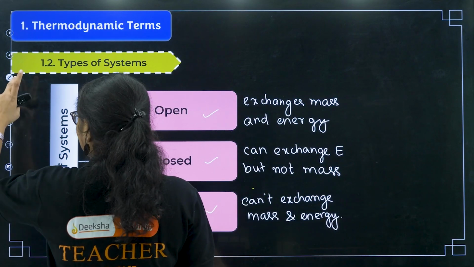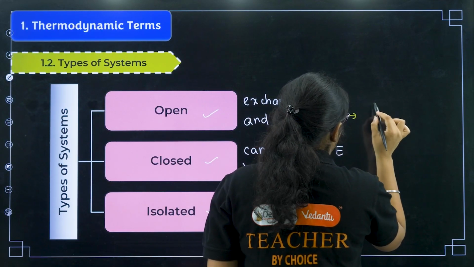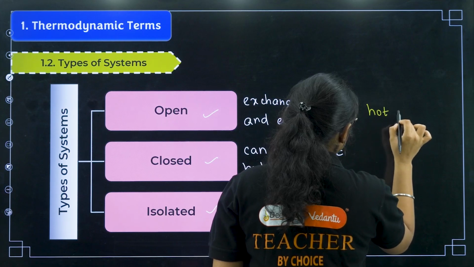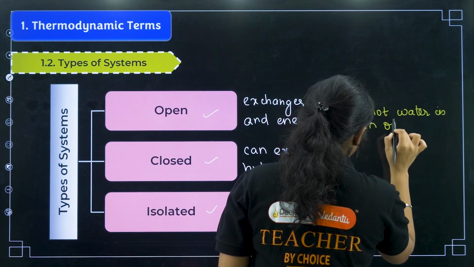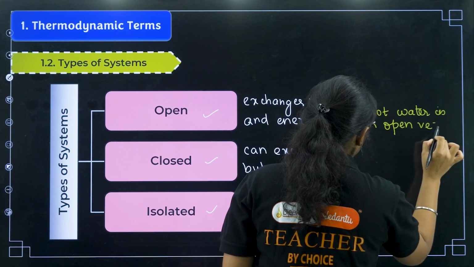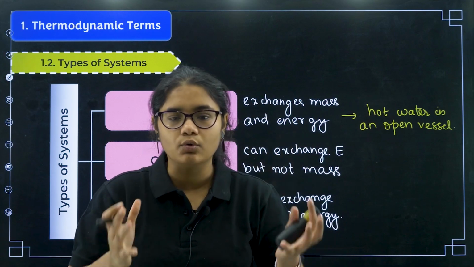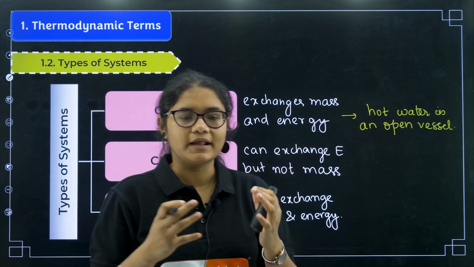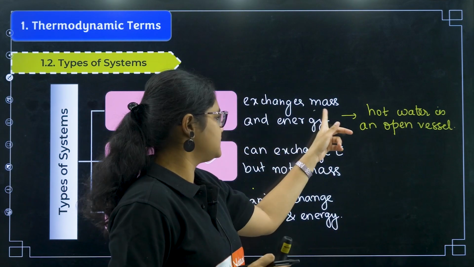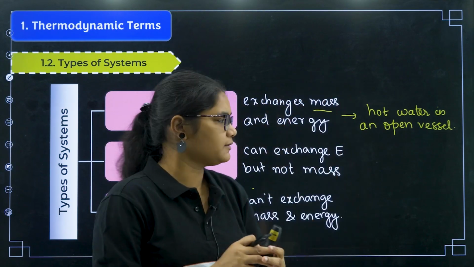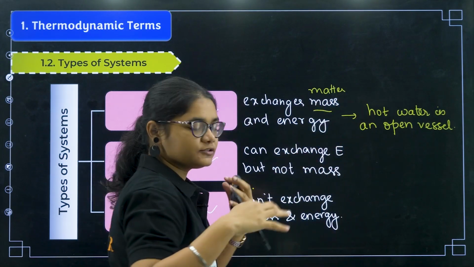Now talking about the example. Suppose you are having hot water in an open vessel. What is the meaning of this? Water will evaporate from there, right? When water is evaporating, mass is changing, or matter is exchanged. Instead of mass you can also say matter. So matter is also exchanging here.